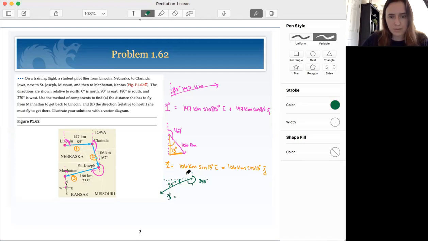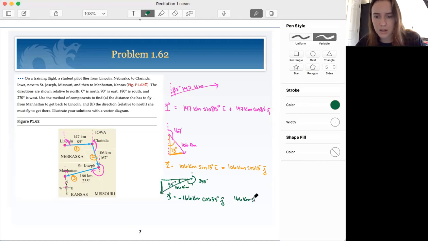So my third vector, this one has a magnitude of 166 kilometers. So it's going to be 166 kilometers. My x component is adjacent to 35 degrees, so that's going to be cosine of 35 degrees. That's pointing left, so that's going to be negative. Similarly, we have 166 kilometers. My y component is opposite, so that's sine.